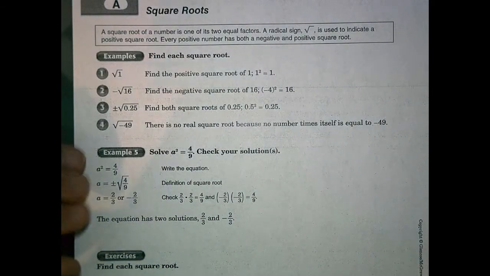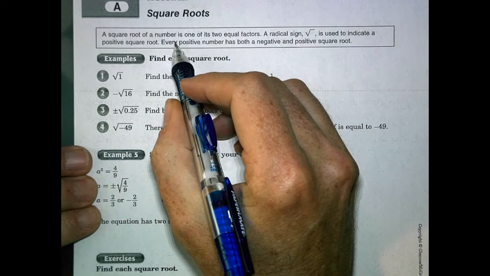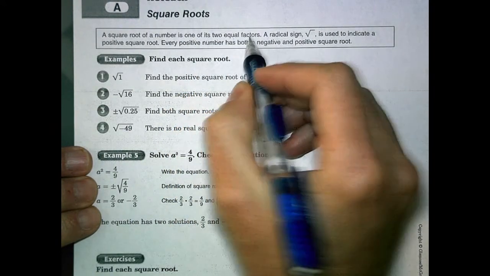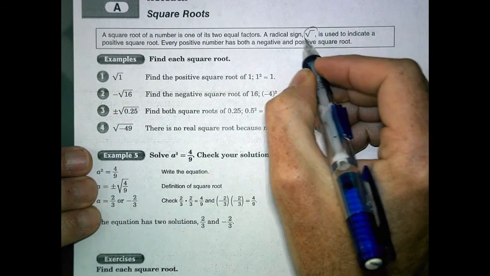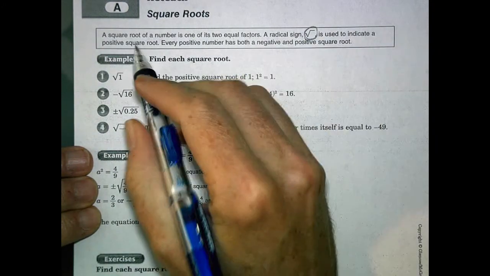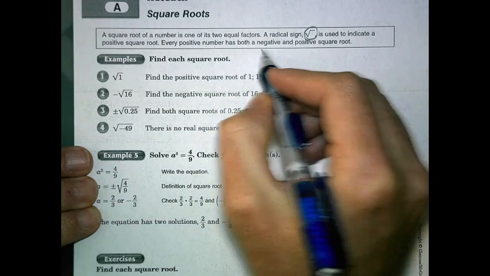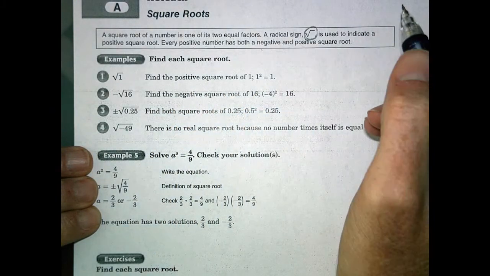Hi there, today we're going to work with square roots. A square root of a number is one of its two equal factors. A radical sign, which looks like that, we call it a radical sign or the square root, is used to indicate a positive square root. Every positive number has both a negative and positive square root.